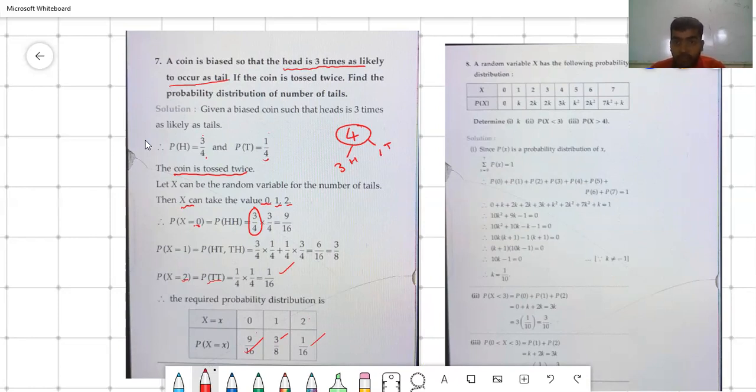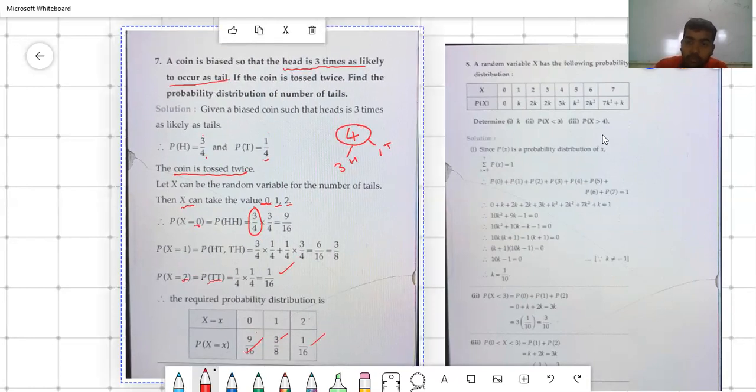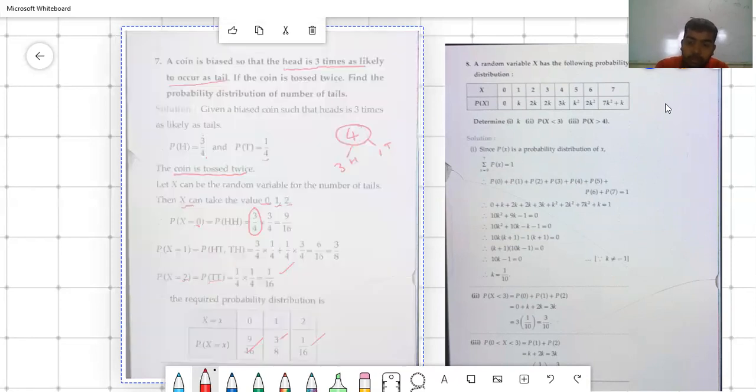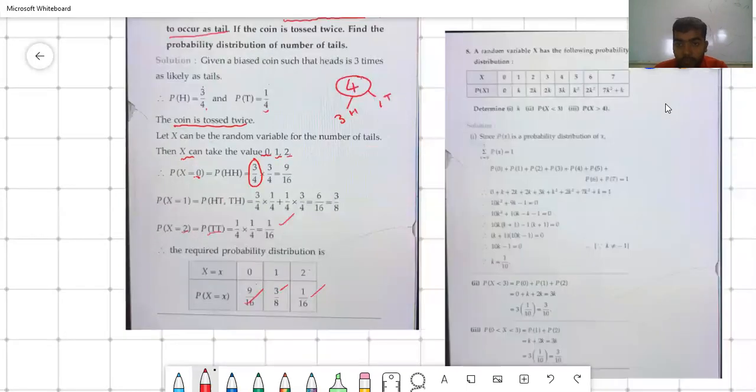In question number 8, we have to identify the probability distribution of a random variable x. The random variable x has the following probability distribution. So x is 0, 1, 2, and these are the probabilities given. First of all, we have to identify the value of k. Then we have to identify the probabilities for x less than 3, and x between 0 and 3.